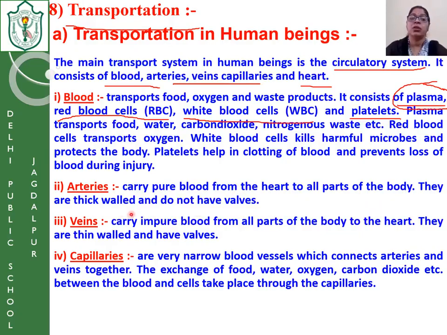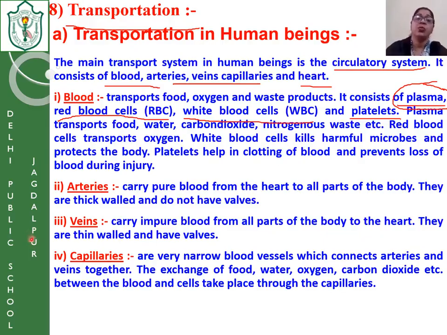They are thick walled. Thick walled means their walls are thick because the oxygen rich blood which is coming from the heart is coming at a very high pressure. So to avoid the collapse of the arteries, they are made up of thick walls.